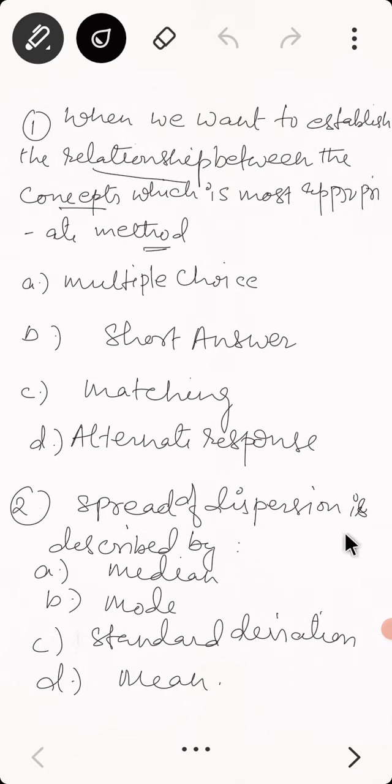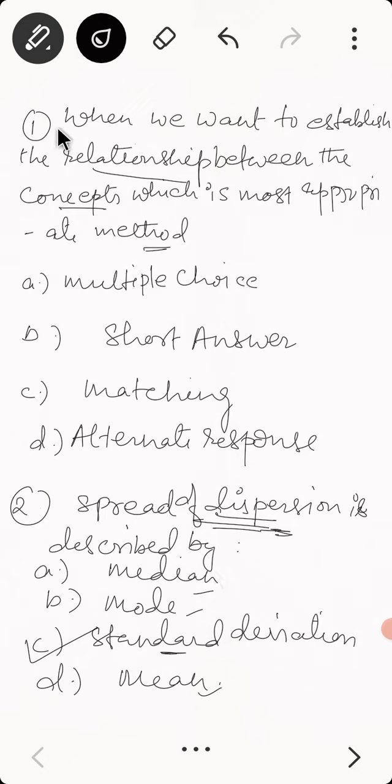Next question is spread of dispersion is described by. Dispersion itself suggests what? Spread of dispersion, that is the measurement of dispersion. Dispersion, it's not central tendency. Dispersion means diversion. Mean, median, mode, all three are the measures of central tendency. Odd one out is your standard deviation. It means the spread of dispersion is described by the standard deviation, that is the right answer for this question.